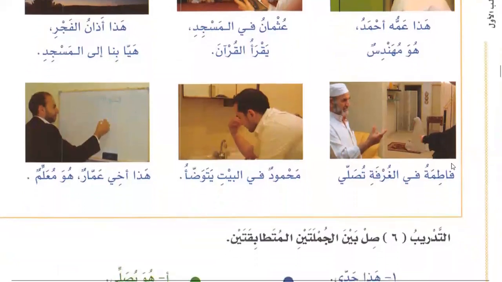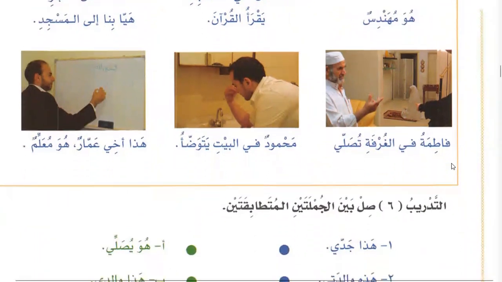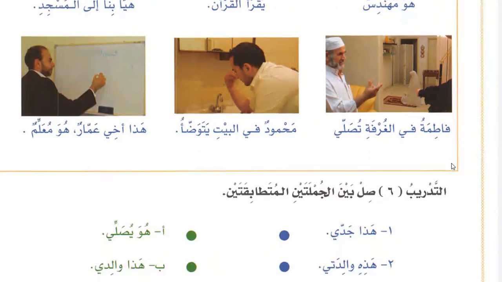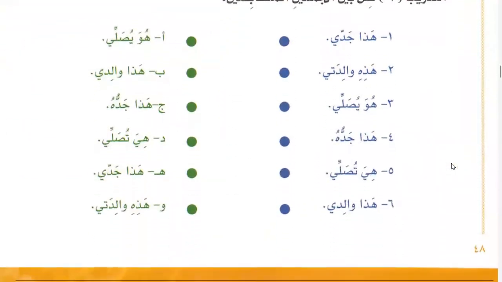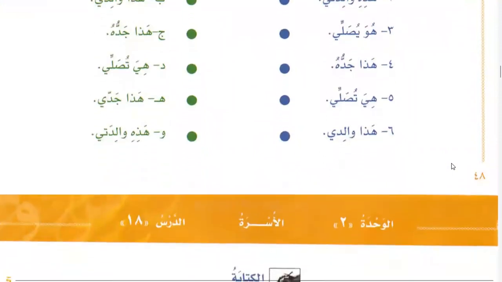Fatimatu fil ghurfati tusalli. Fatima is in the room. She is praying. Mahmud fil bayti yatawadda'u. Mahmood is in the house. He is doing wudu. He is making ablution. Haza akhi Ammar. This is my brother Ammar. Wa muallim. He is a teacher. No need to do this question. This is not needed. Then we have writing.